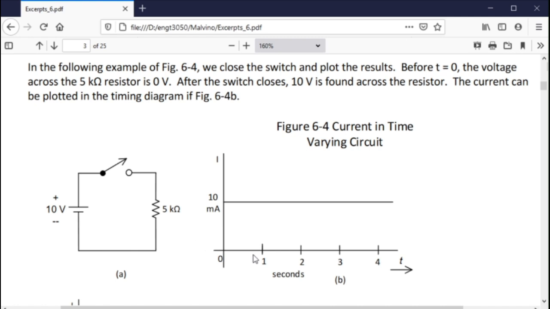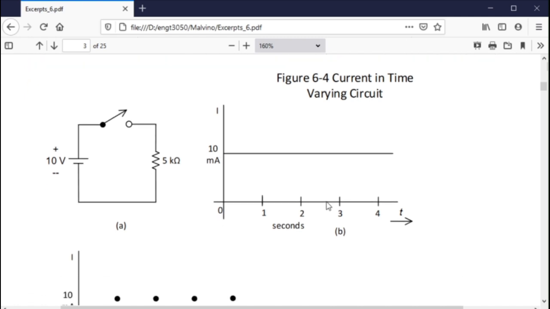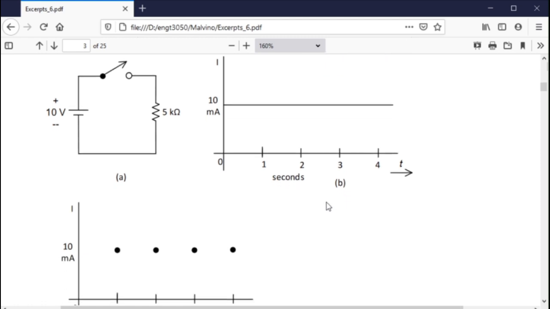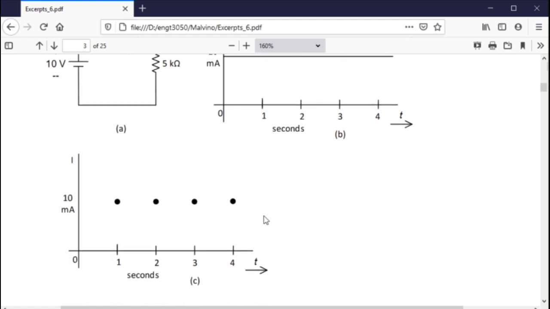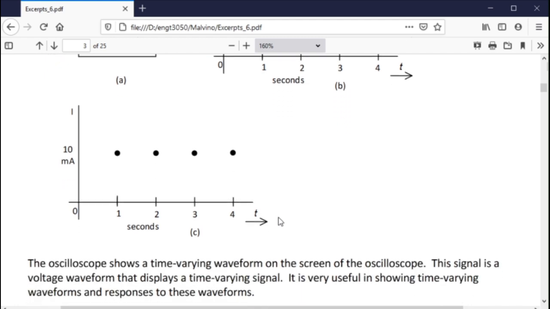So if we're asked to graph the value of current up until t equals 0, it's 0. We're coming along here at 0, and then all of a sudden, when we close the switch, it's a square wave, isn't it? It jumps immediately up to 10 milliamps, and it's fully a square wave at that point. But it stays at 10 milliamps until we do something else, until we either turn off the power supply or we add another resistor or something like that. But you can plot these points all the way across if you want to.